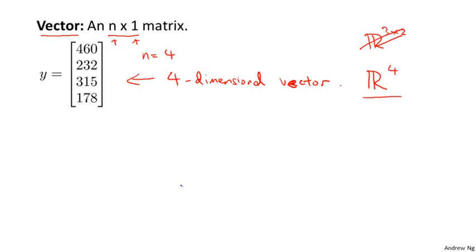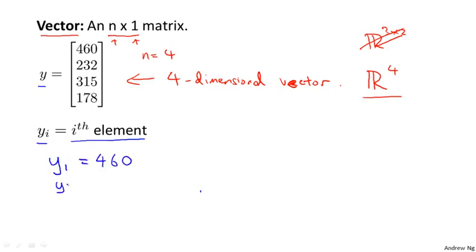Next, let's talk about how to refer to elements of the vector. We're going to use the notation y_i to refer to the ith element of the vector y. So if y is this vector, y subscript i is the ith element. So y1 is the first element, equal to 460. y2 is the second element, 232. That's the first, that's the second. y3 is equal to 315, and so on. And only y1 through y4 are defined because this is a 4-dimensional vector.